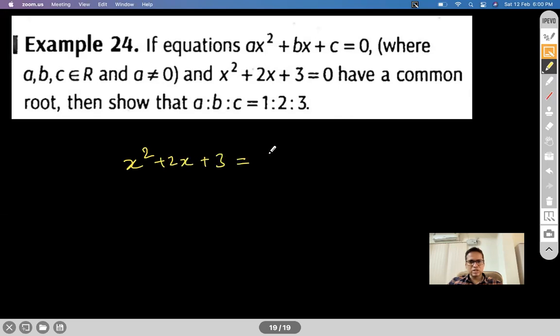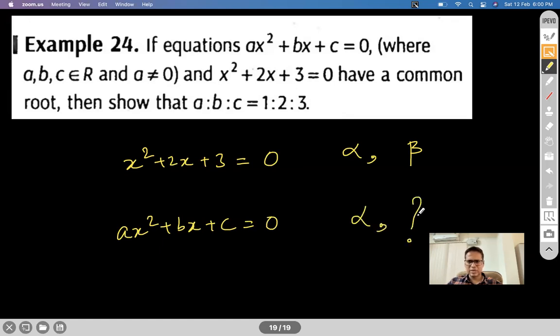Let's say this has got two roots, alpha and beta, correct? And this equation has got one of the roots common. I don't know about the other one, but one of the roots I know is for sure common. But what I also realize is that this quadratic's discriminant is actually negative. That means b square minus 4ac is a negative term.